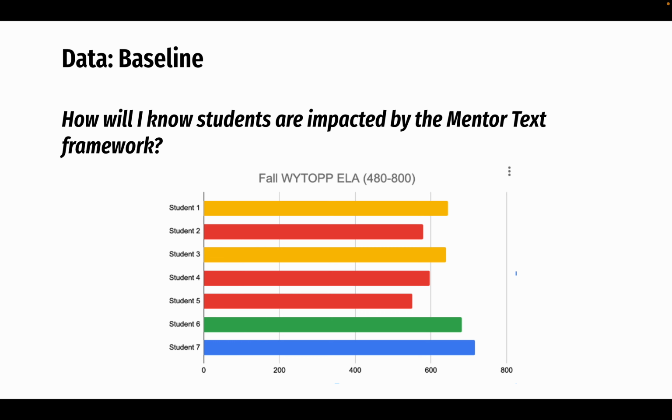My next research question was, how will I know students are impacted by the mentor text framework? My baseline data for this is the fall interim YTOP assessment for English language arts. 480 to 800 is the scale on that assessment, and as you can see, I already have two students that are performing at or above the proficient level.